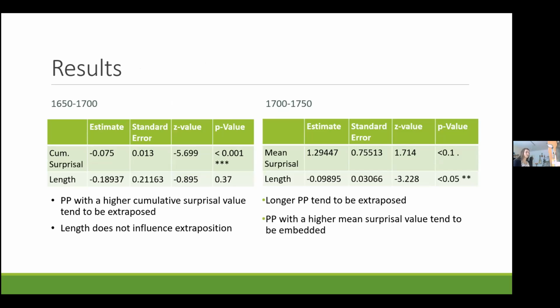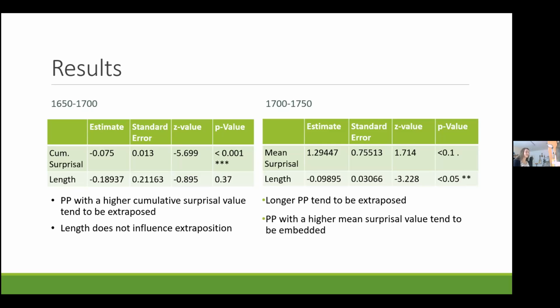This seemed to be quite fruitful because at least for the period from 1650 to 1700, we found what we expected. So cumulative surprisal values have produced a highly significant result. And apparently PPs with a higher cumulative surprisal value in this period tend to be extraposed, whereas length doesn't influence this. This result changes only 50 years later, and it won't change for the rest of our period.